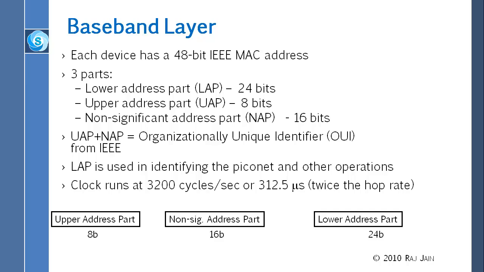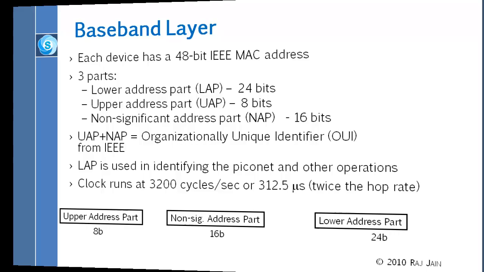All right, and the clock runs at 3200 cycles per second, or 312.5 microseconds, and that is twice the hop rate. Basically, the hop slot is 625 microseconds. So as the clock runs, every 2 cycles of the clock, your slot is over. So the cycle is half of a slot. Slot time is 625 microseconds, and the cycle time is 312.5 microseconds. So the clock is running at twice the rate of the hopping rate.